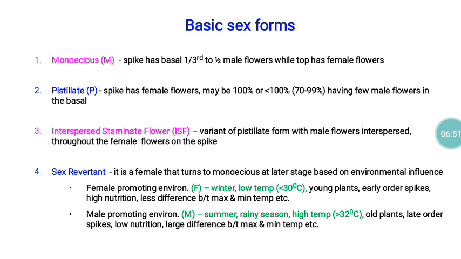Similarly, male promoting environments are summer season, rainy season, high temperature, that is, temperature of more than 32 degrees Celsius, old age of the plant, late order spikes, low level of soil nutrition, and large difference between day and night temperatures. These are all the reasons for occurrence of the sex revertants. Sex revertants are originally pistillate, and at any point of time may be reverted back to monoecious nature.